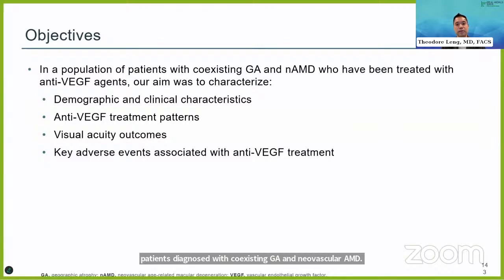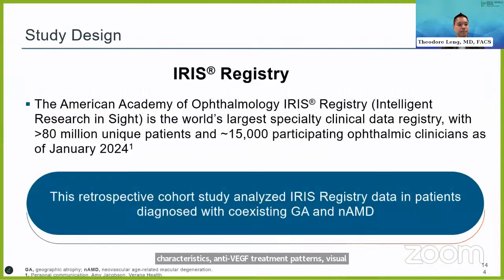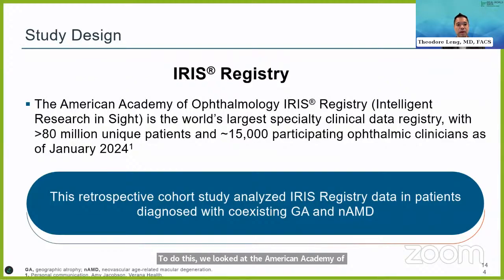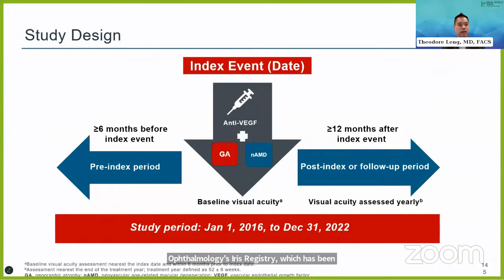We aim to characterize the demographics, clinical characteristics, anti-VEGF treatment patterns, visual acuity outcomes, and key adverse events in eyes with both GA and neovascular AMD. To do this, we looked at the American Academy of Ophthalmology's IRIS registry, which has been previously described multiple times in this event. The study period here was from 2016 to 2022, and eyes were indexed on the date of their first anti-VEGF injection with a 6-month look-back period.